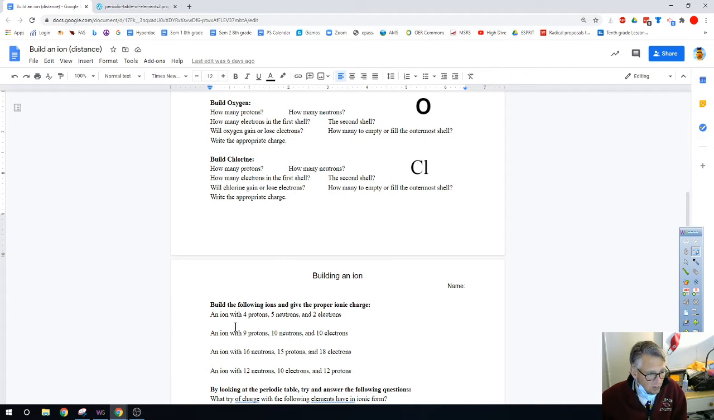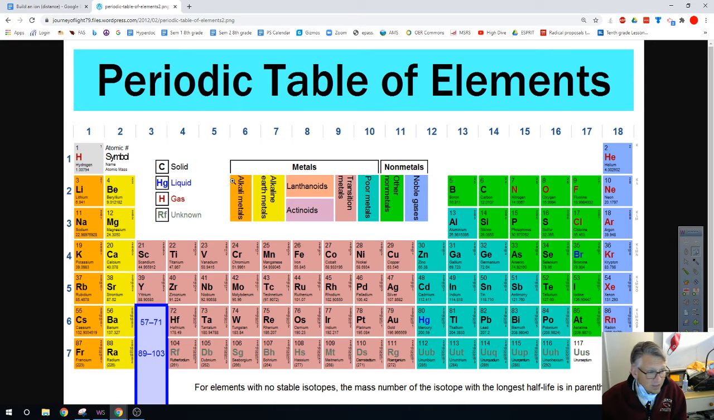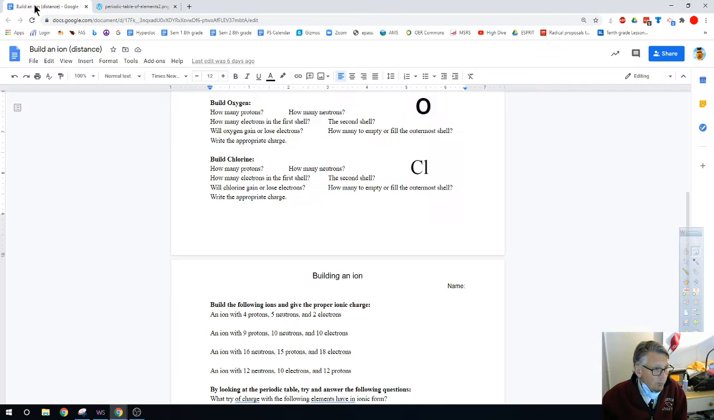So build the following: an ion with 4 protons. Okay, so it has 4 protons and 2 electrons. 4 protons gives us beryllium. So we have beryllium.